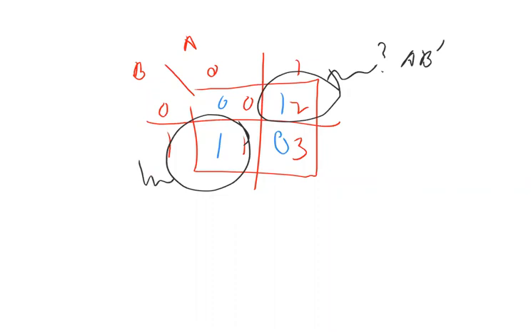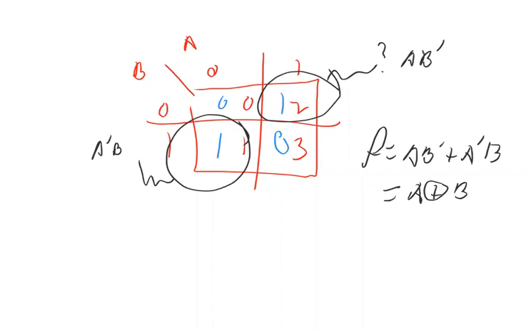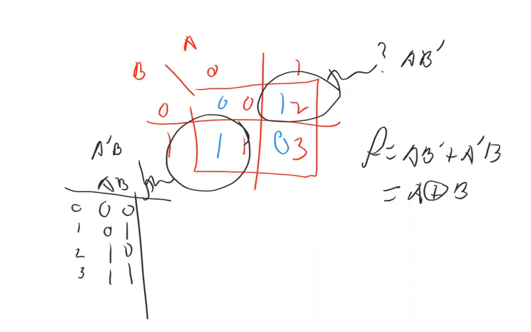And what shall we call this product term over here? A prime B. So now I got F is equal to AB prime or A prime B. And that is the definition of A exclusive OR B. Another way you can do it is you can make a truth table and write out F, and then you can identify that as A exclusive OR B.